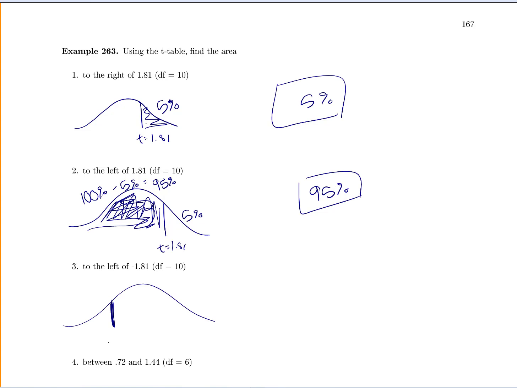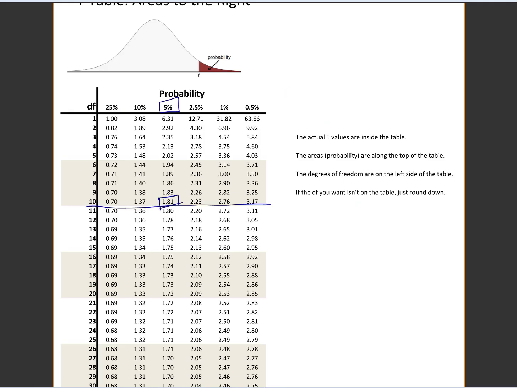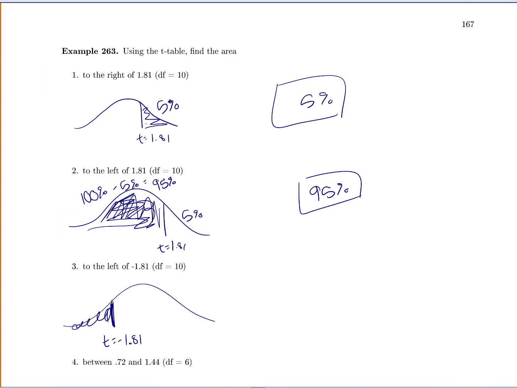What if I make it a little bit harder and I say t is equal to negative 1.81, and you want to find the area to the left? When you look at the table, you might have noticed that there are no negative t values. How are you going to do it? Remember that we said it is symmetric, which means the area to the left of negative 1.81 will be the same as the area to the right of positive 1.81. See how these two areas seem like they would be the same? So the area to the right of 1.81 is the same as the area to the left of negative 1.81. So this would have to be 5%.